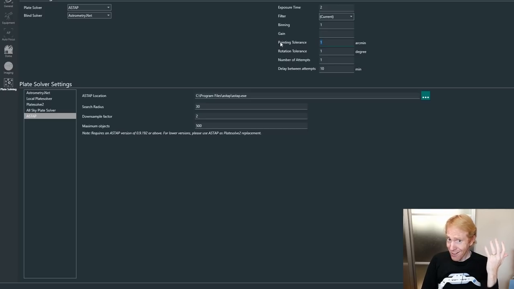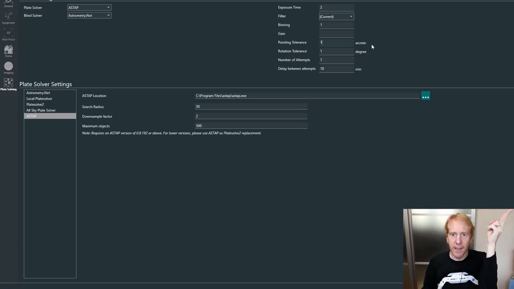If you have a rotator as well, you have a rotation tolerance. I'm not going to get into that today. It makes things a bit more complicated. So I'll just talk about the pointing tolerance today. If you're using Sequence Generator Pro, for instance, that pointing tolerance is expressed in pixels for your camera, as far as I remember. In N.I.N.A, it's expressed in arc minutes, which is like an angle in the sky.